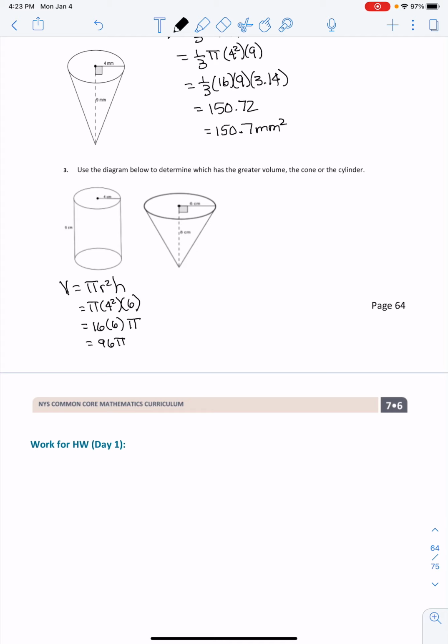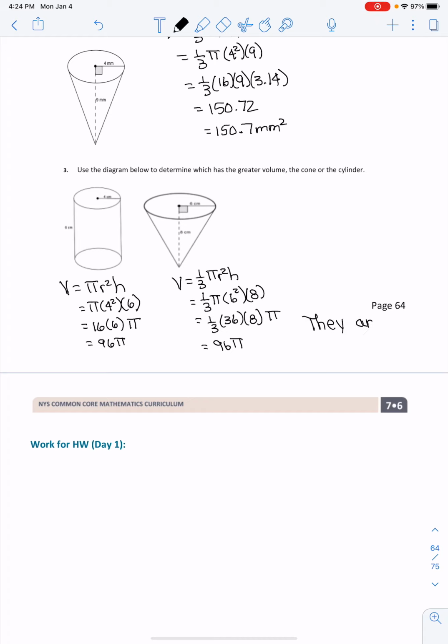And we check the cone out. We have our volume equals 1/3 pi r squared h. When I replace that, I have 1/3 pi. Our radius here is 6, and that's got to be squared. Our height is 8. So here I have 1/3 times 36 times 8 times pi. When I multiply this, I get 96 pi. So when I look at both of these, they are the same. And that ends today's lesson.